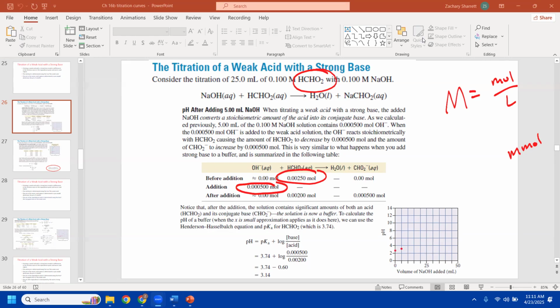So if molarity is moles per liter and a millimole is a thousandth of a mole, what would be a thousandth of a liter? Honey? A thousandth of a liter would be a what? So there's 1,000 mils in 1 liter. So 1,000th of a liter is 1 milliliter.